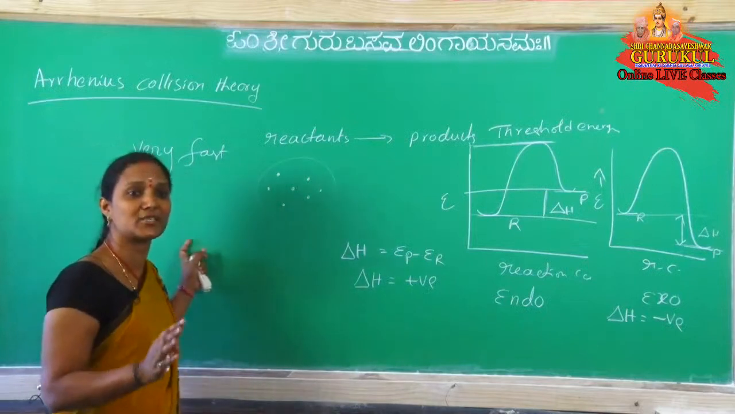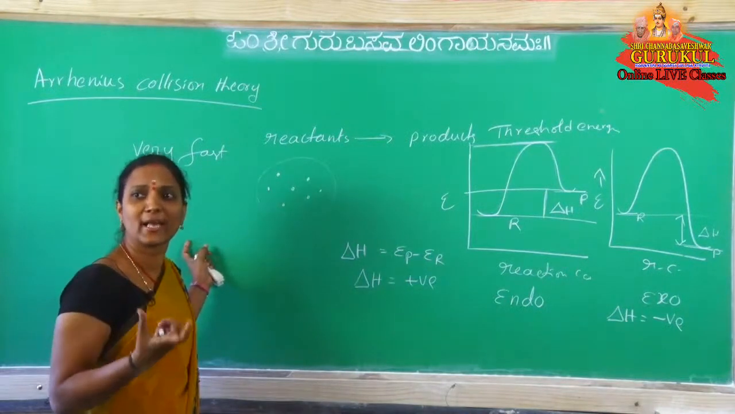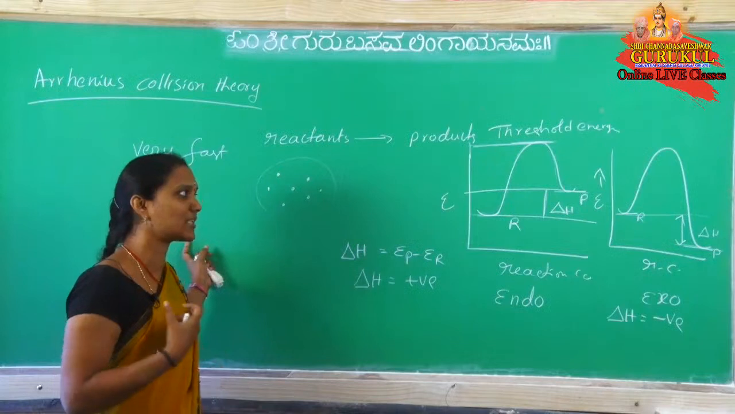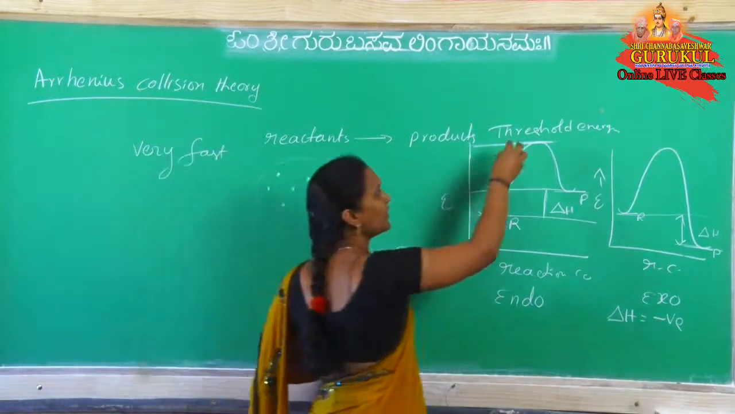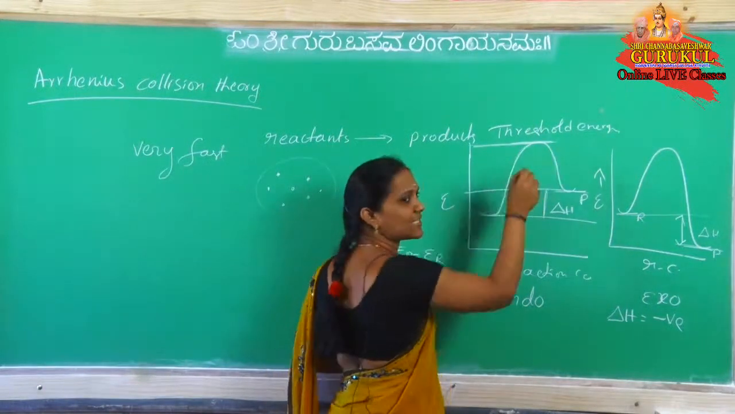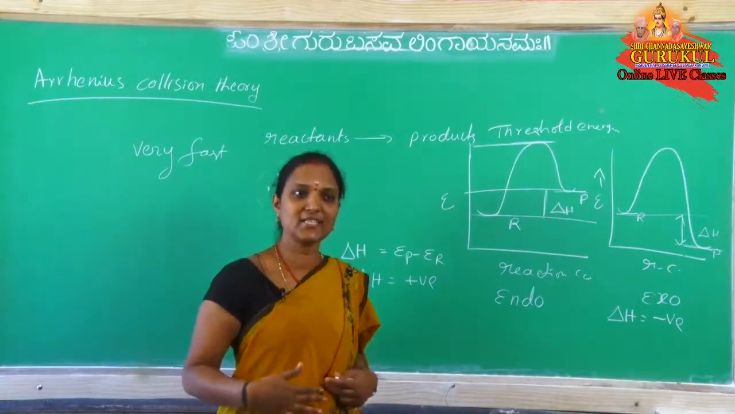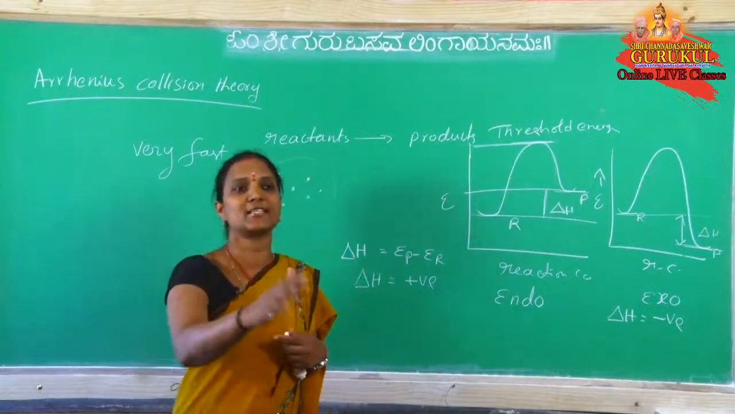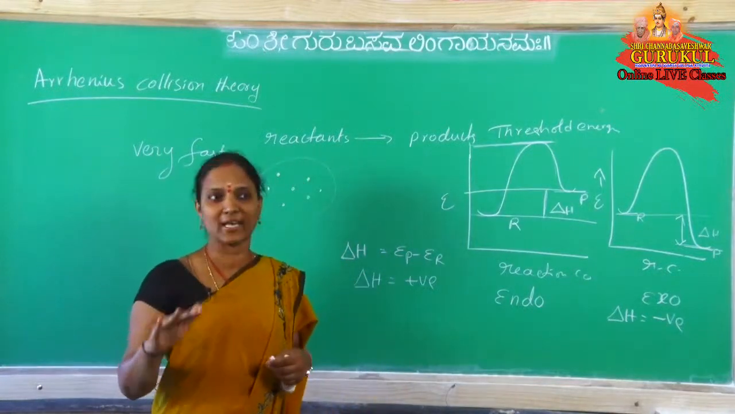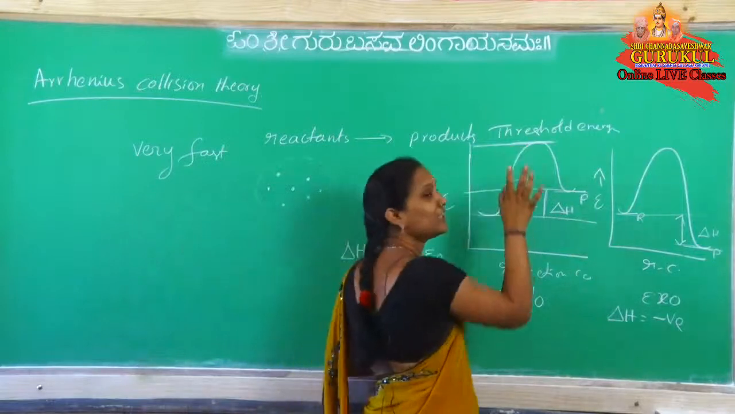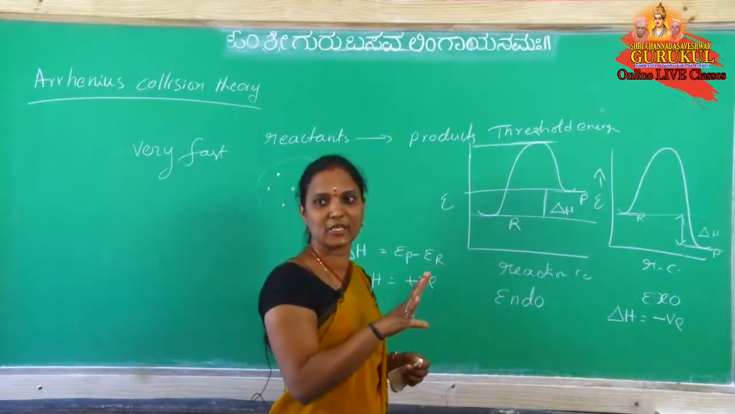But most of the reactions are slow reactions. Why are most reactions slow? To convert reactants to products, every reactant must possess some minimum amount of energy. Only if that energy is there is the conversion possible. That minimum energy is called threshold energy.